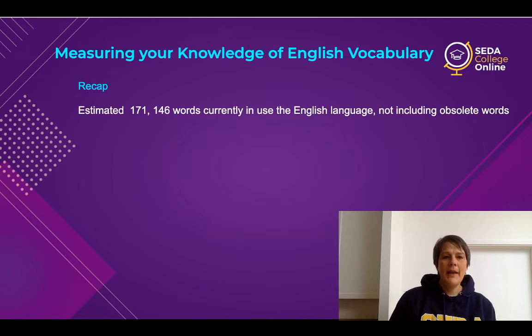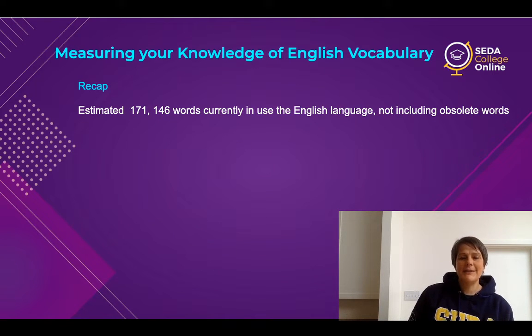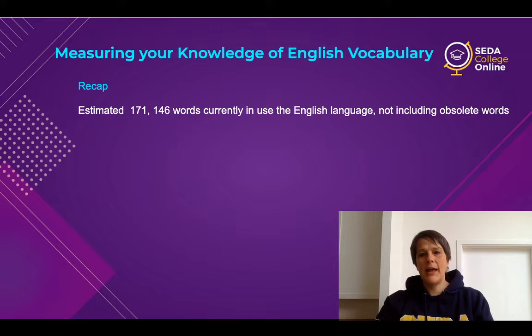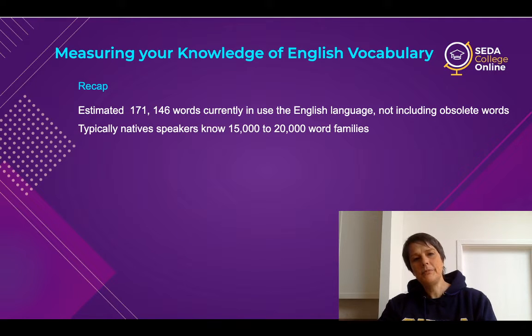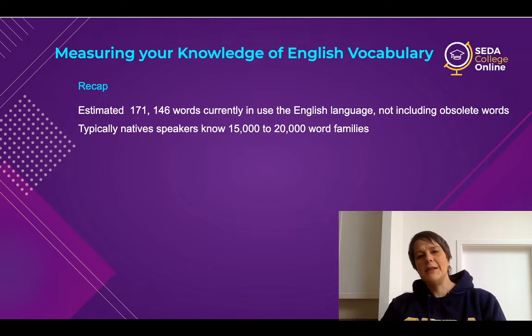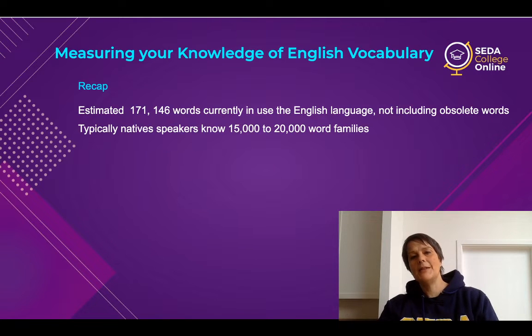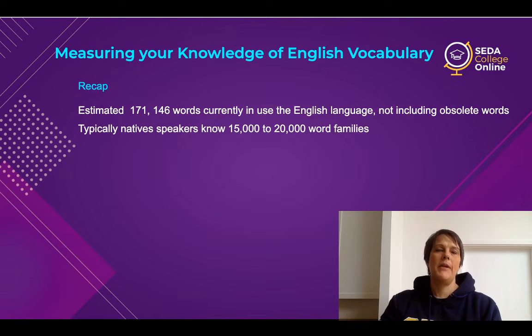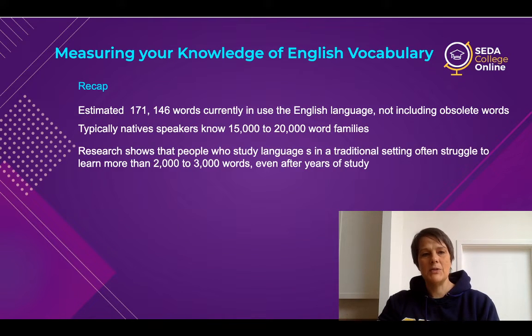So just to recap, there's 170,000 words used in the English language, not including obsolete words. But then the question is, how well organized are these into word families? So applied linguists have defined that a native speaker knows 15 to 20,000 word families. So that's groups of words where the core word is the same, like happy, happiness, happier, happiest. That's all one word in terms of this measurement.